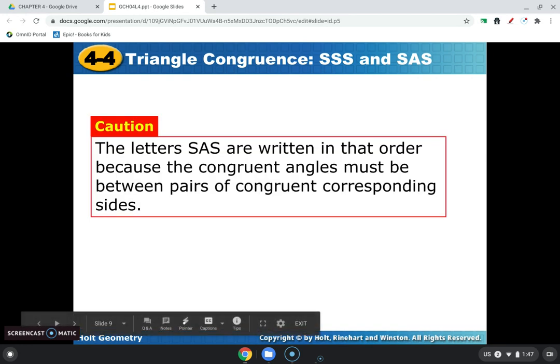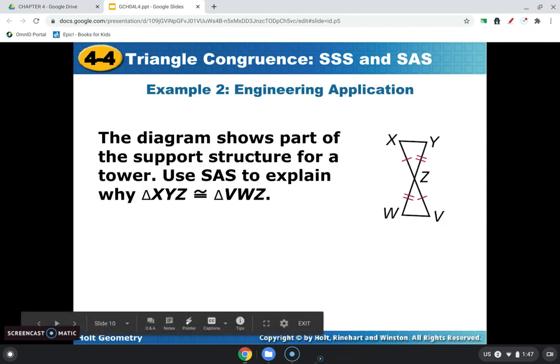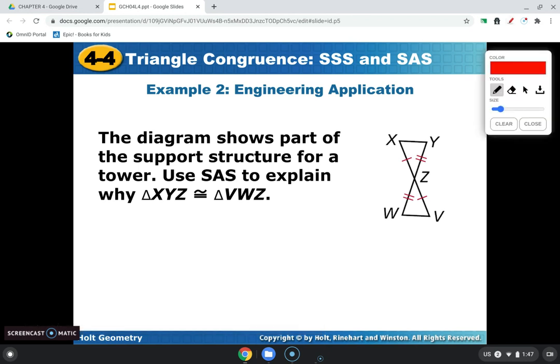All right. The letters side, angle, side are in that order because the angle must be between the pairs of congruent corresponding sides. This diagram shows part of a support structure. Show why they are congruent by side, angle, side. Well, the two sides are marked, and then we've got that angle and that angle. Those are vertical angles. Vertical angles are equal, so side, angle, side works for those two triangles to show they're congruent.